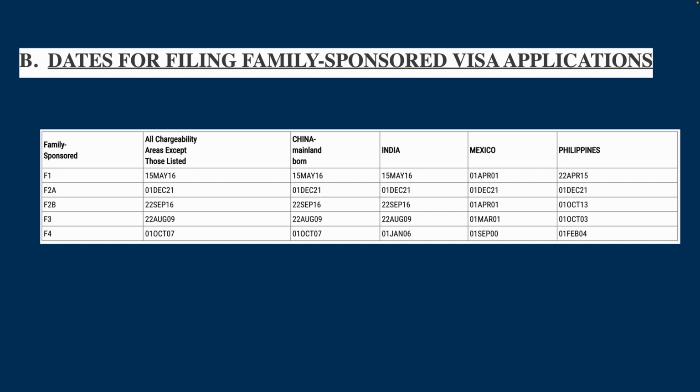For F3, if you're from Philippines and your date of filing was October 1 of 2003, you may now gather your documents and submit it at the National Visa Center. For F4, if your date of filing for the family-sponsored visa application was February 1 of 2004, you may now gather your documents and submit it at the National Visa Center because they're already processing F4 dated February 1 of 2004.